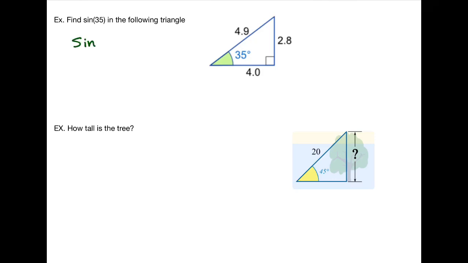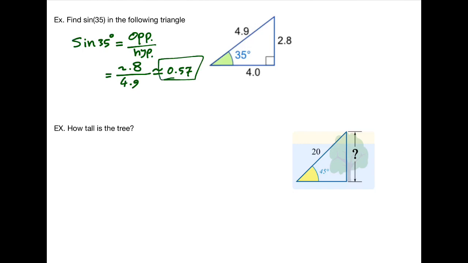Sine of this angle, 35 degrees, equals opposite over hypotenuse. Okay, those are the abbreviations for opposite and hypotenuse. Let's replace the values. Opposite is given by 2.8 and hypotenuse is given by 4.9. And now if you divide these two numbers, you will get an answer which is approximately 0.57. So 0.57 is the value of sine of 35. So sine of 35 is 0.57.